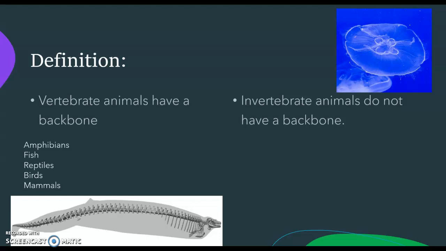Invertebrate animals do not have a backbone, as you can see in this jellyfish. They are insects, flatworms, sponges, and spiny animals.